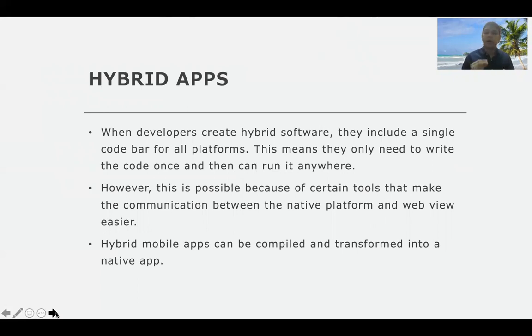The purpose of hybrid is to combine all the code and build for different platforms. For example, you choose only one programming language, and at the same time you can deploy to different platforms such as iOS, Android, or maybe web. So this is more powerful compared to a native application.